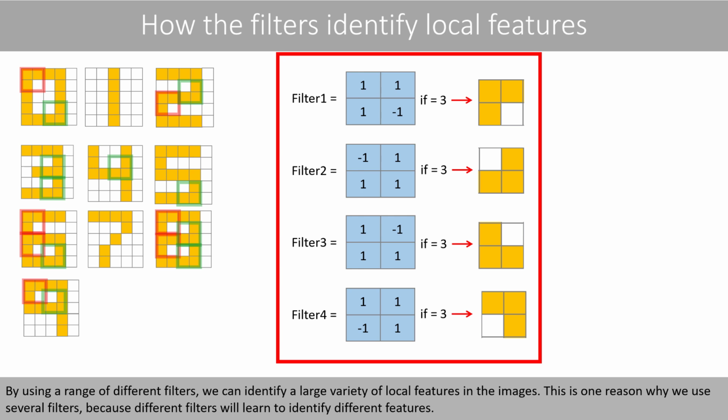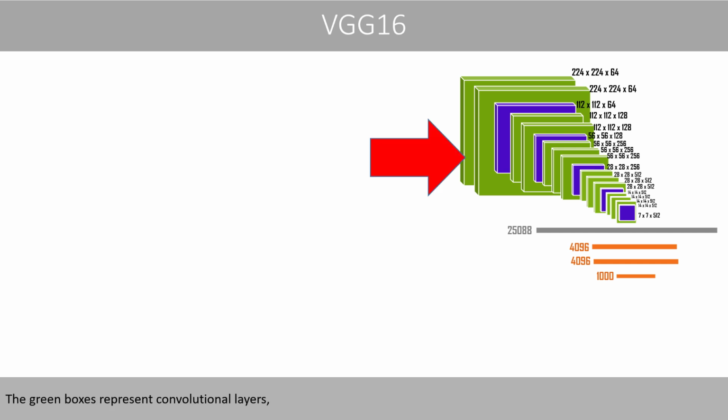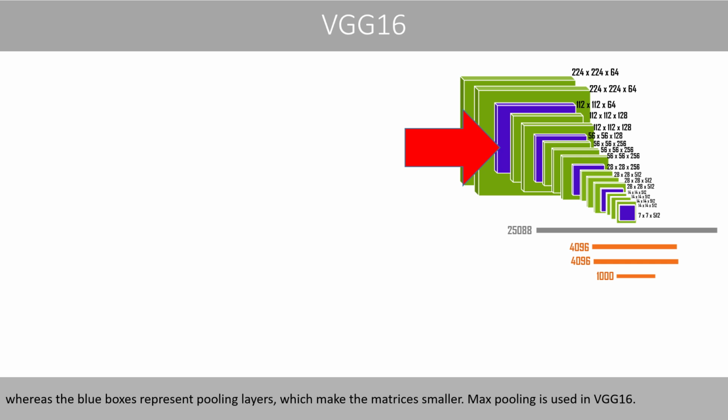By using a range of different filters, we can identify a large variety of local features in the images. This is one reason why we use several filters, because different filters will learn to identify different features. We will now have a look at the architecture of VGG16, which is a very deep network. The green boxes represent convolutional layers, whereas the blue boxes represent pooling layers, which make the matrices smaller. Max pooling is used in VGG16.